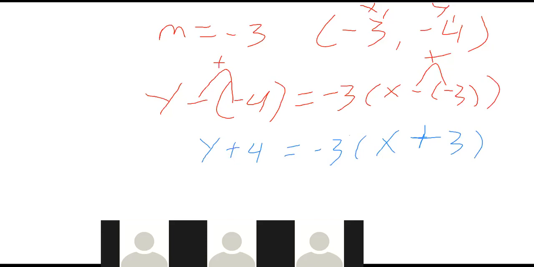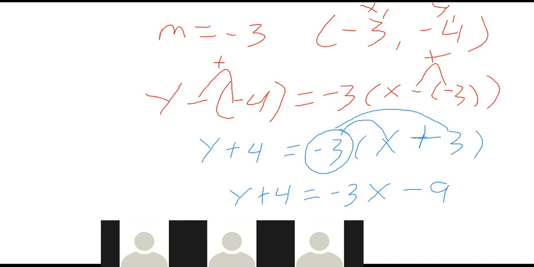Now we're going to take that -3 and multiply it into everything inside the parentheses. So y plus 4 is equal to -3x minus 9. Then we want to leave y by itself, so what would we do? Subtract 4 on both sides. And so we're left with y equals -3x minus 13.